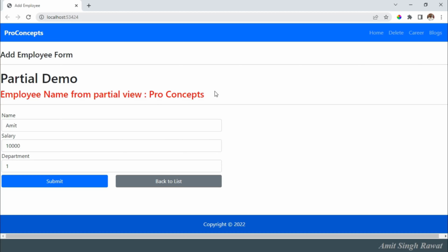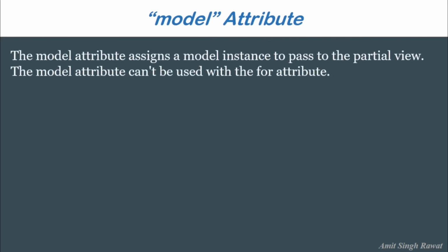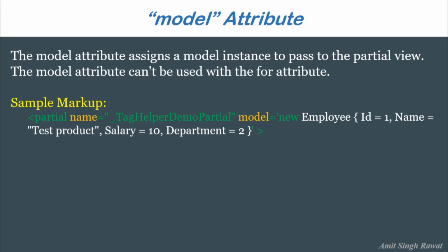Let's get back to our slide. And the second attribute is model. The model attribute assigns a model instance to pass to the partial view. The model attribute can't be used with the for attribute. This statement is quite obvious because both for and model attributes are used to send data to the partial view, so they can't be used together. In the following markup, a new employee object is instantiated and passed to the model attribute for binding.